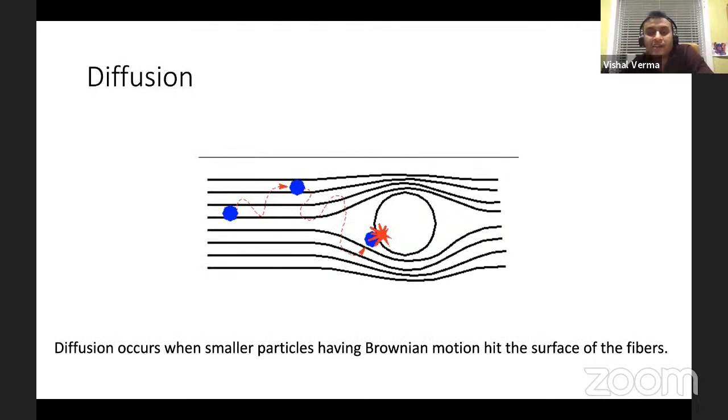Diffusion is that the very small particles don't go in a straight line. They always go like this, they always vibrate. Because they don't go in a straight line, by chance, if they started from this streamline, they will end up in this streamline, which is actually very close to the fiber, and they will eventually hit this fiber and then get removed. So this is called diffusion.